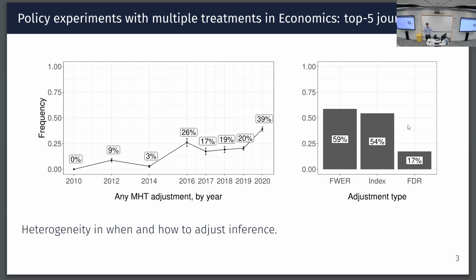So if we just focus our attention on the experimental paper, the share of papers adjusting inference because of multiplicity goes from 0% to 40%. And consider that basically all of this paper has some form of multiplicity. And now if we look within the paper adjusting inference because we have multiple tests, now we do see heterogeneity in the notion of compound error that they control, either family-wise error rate or false discovery rate, and some papers also use indexing or combination of these.